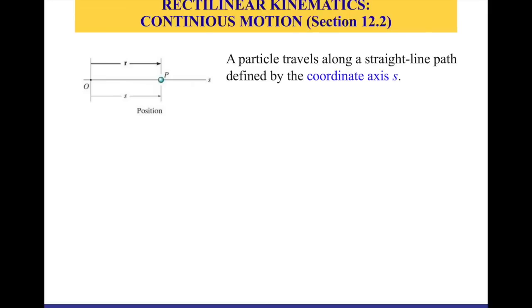To start with, we begin with position. A particle travels along a straight-line path defined by the coordinate axis s. This is very important. It could be s, x, y, or whatever axis you want to use, but we're going to assume that our coordinate axis is named s for the position. So it's important to look into some specific definitions. I know that most of you know these, but it's a good refresher.